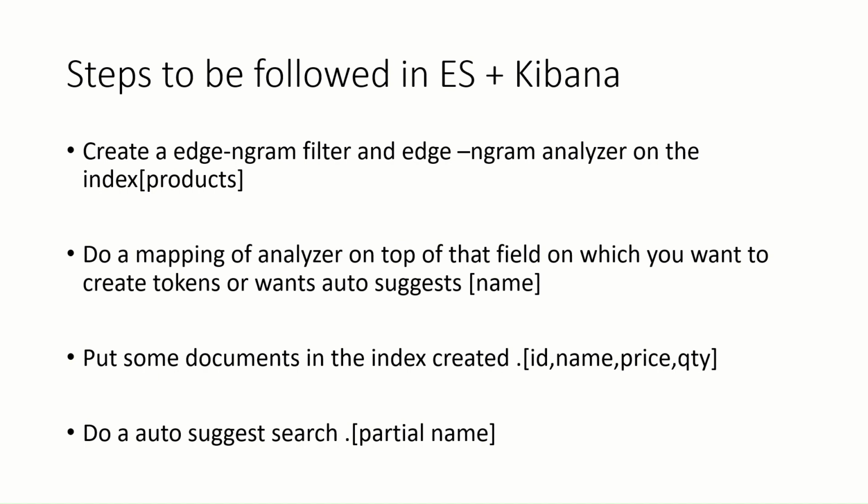Now the next step is to do auto suggest search using the partial name. So let's say you have inserted the product called mobile and you want to get the result related to mobile by not passing the whole text as mobile but passing the partial text like mob, and still you are getting the related search results for mobile. So that you can do. So these are the steps that we need to do in Elasticsearch and Kibana.